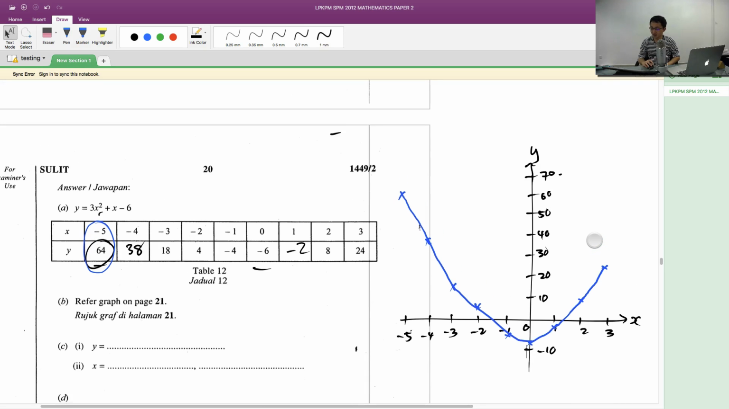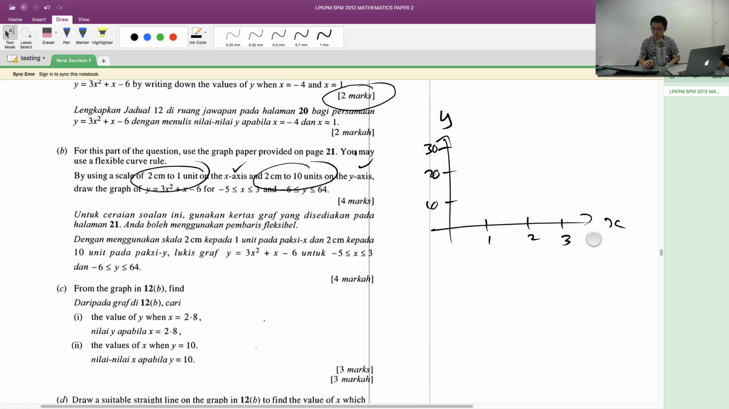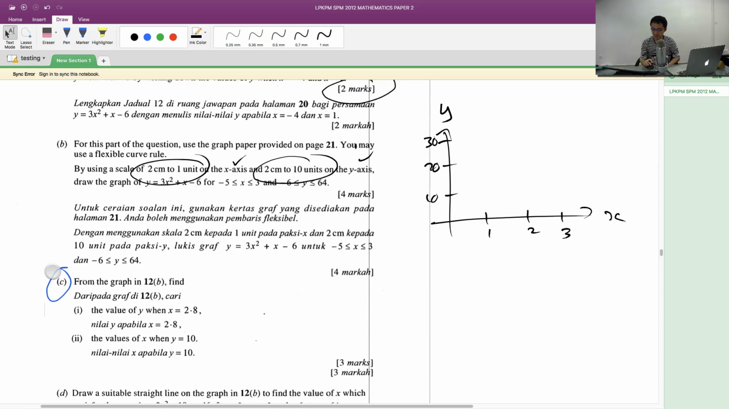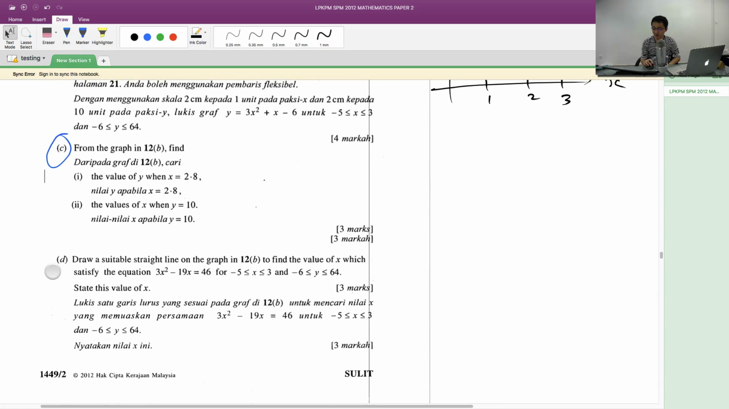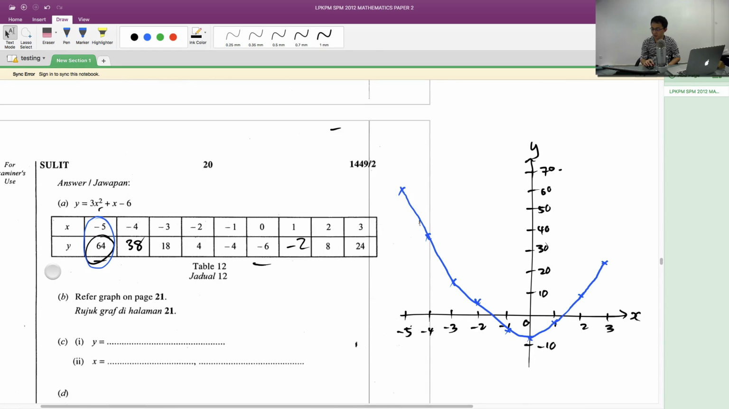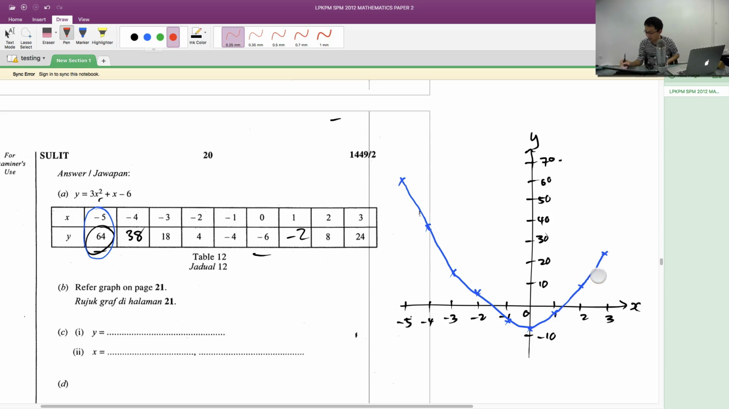So after you sketch the curve, continue to part C. Find the values of y when x equals 2.8. So what I will do is I find the 2.8 here. I have to make sure this is 2.8. Alright, then I will touch here. I should get some value for y. In this case, maybe I get 19. I don't know. Yeah, maybe I get 19. I write a 19 here. Sorry, this is for y, 19.